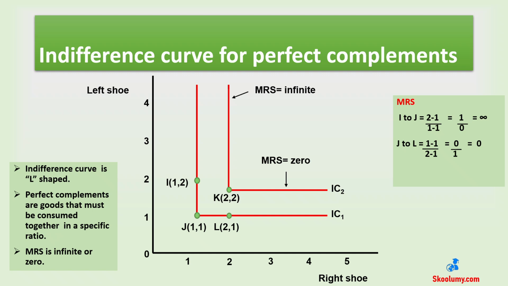On the indifference curve IC1, the consumer chooses combination J, 1 right shoe and 1 left shoe. Combination L, 2 right shoes, 1 left shoe, is not useful. If you get 2 right shoes, you must obtain 2 left shoes and move to combination K on indifference curve IC2. The MRS of the vertical part of the indifference curve is infinite. The MRS of the horizontal part is 0.